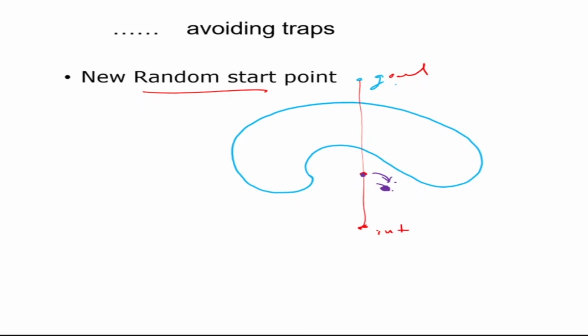I push it from there to here. Now it starts again. It may be able to overcome, may not be able to overcome. Now if it gets caught here, I give it another point, it goes there. It could be random, so it could be here also. Now you may be able to get out, you may not be able to get out.